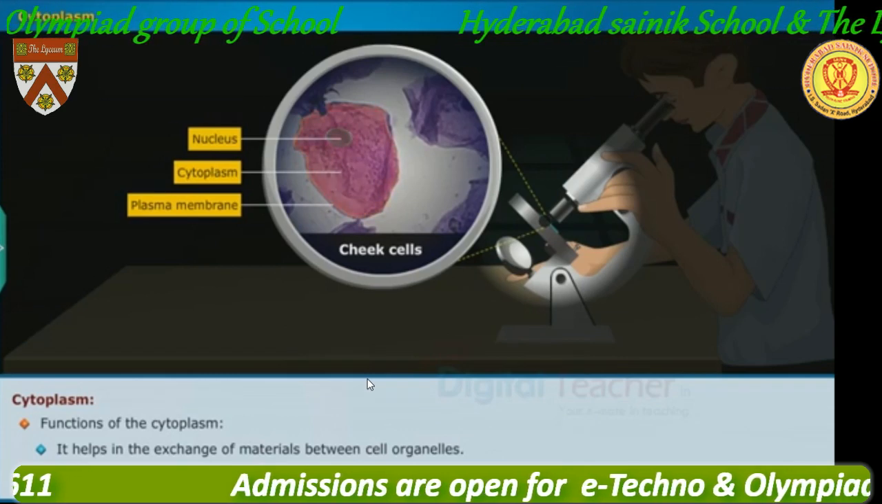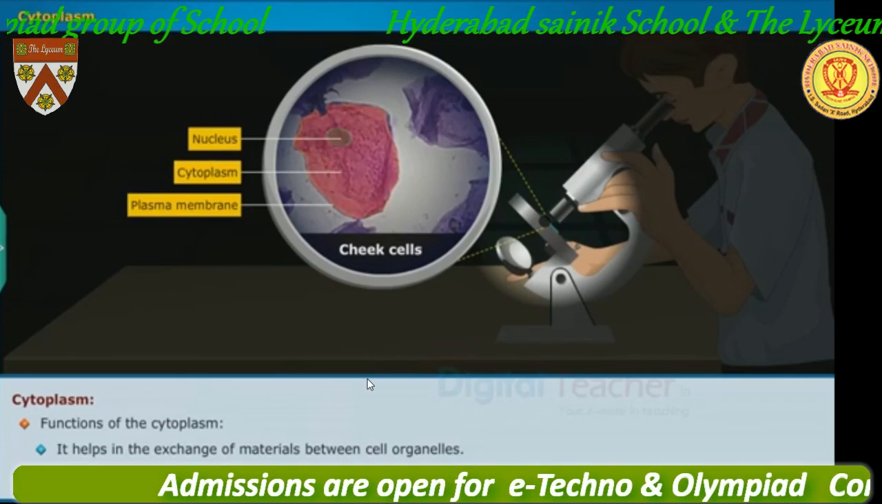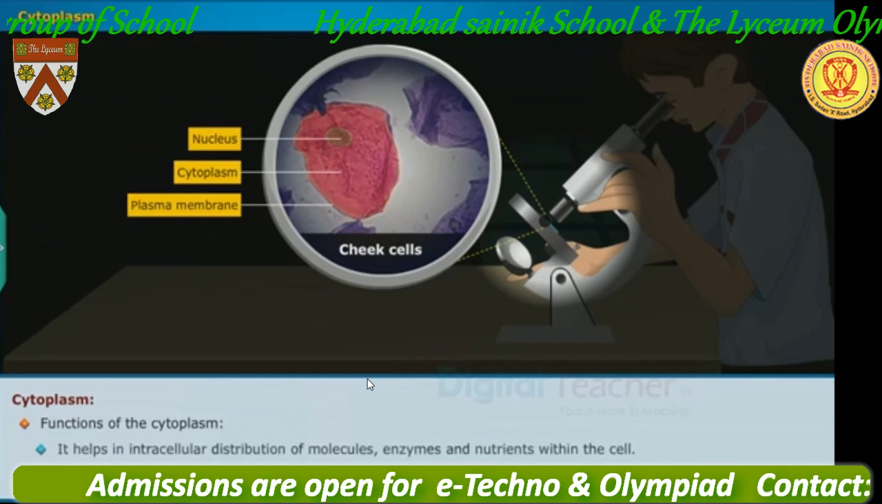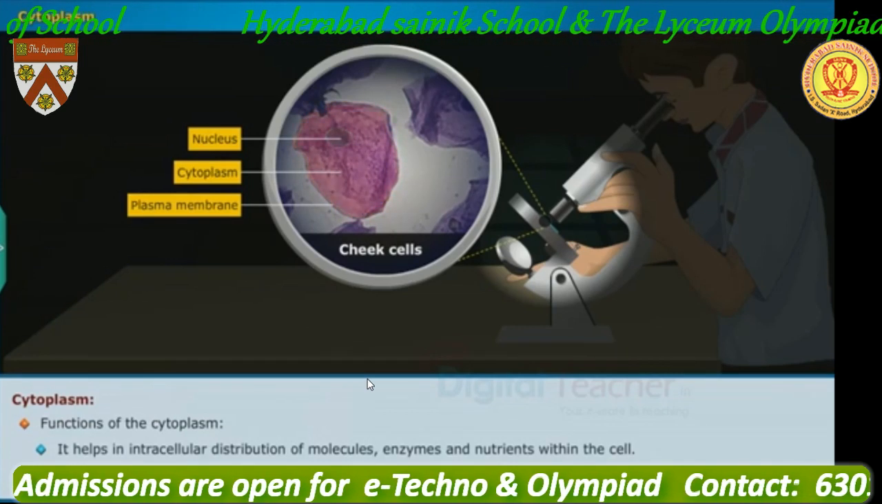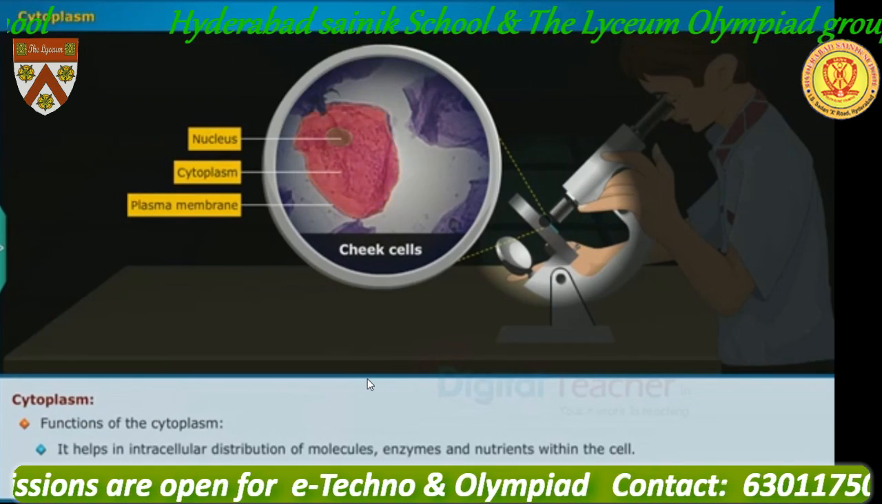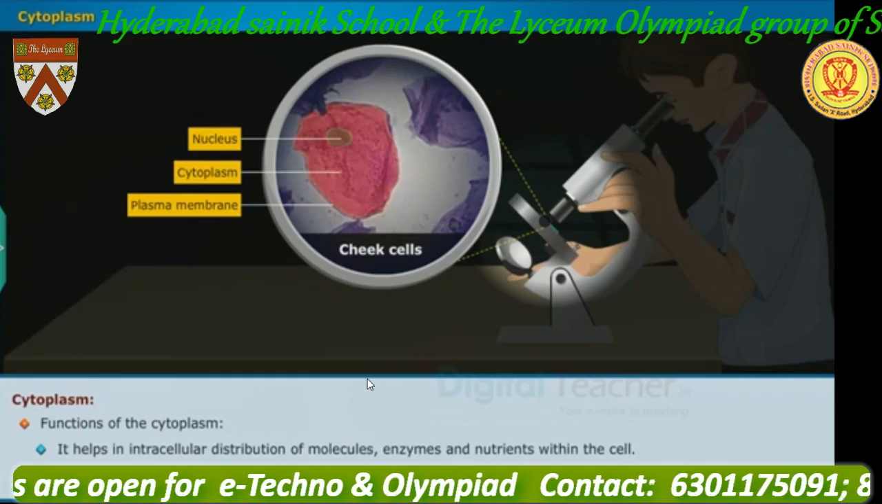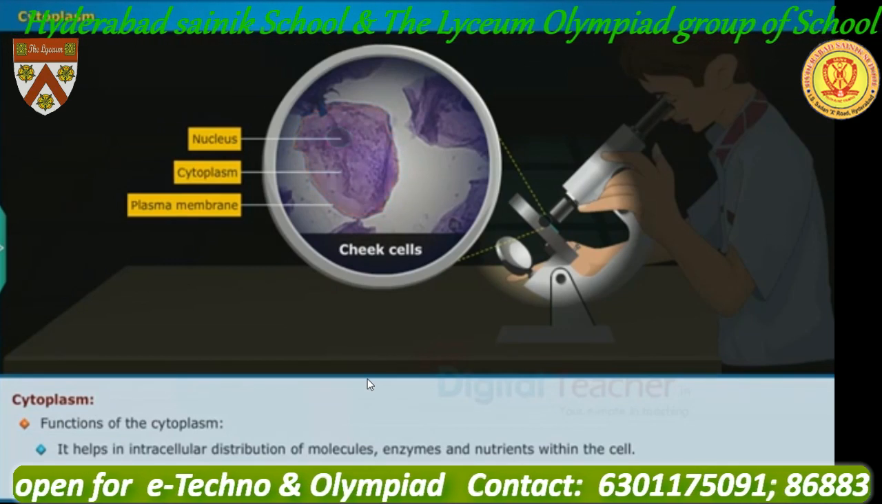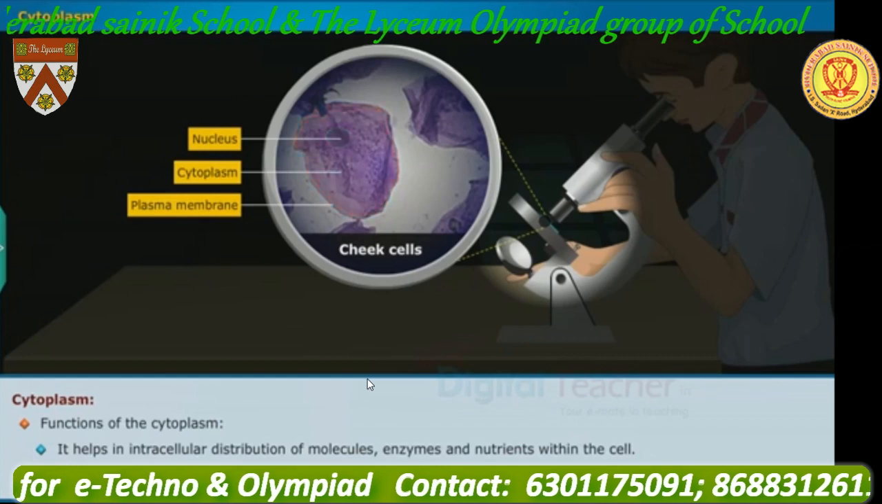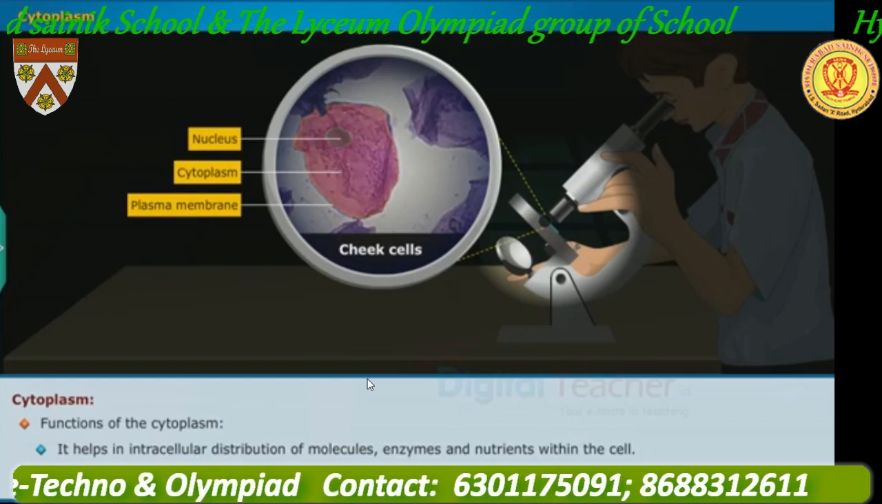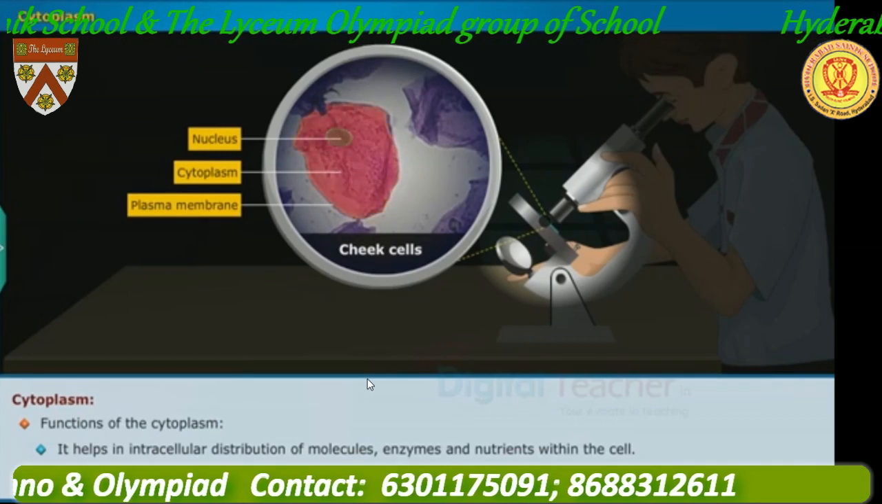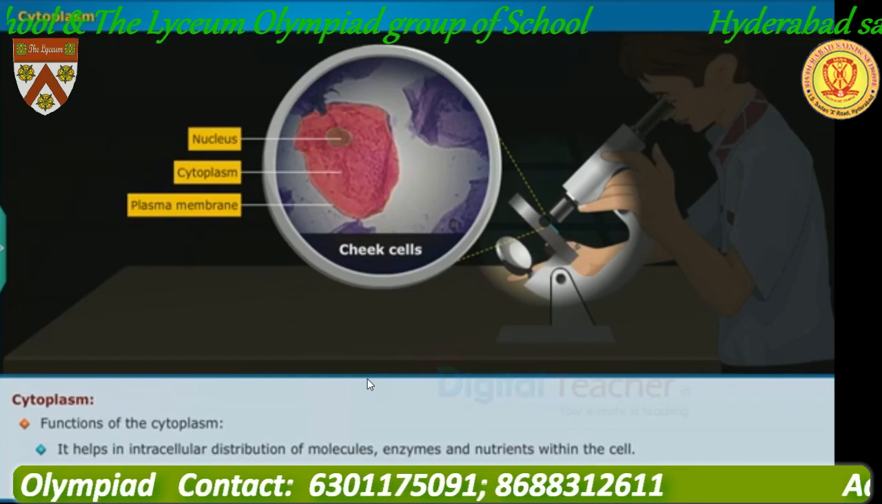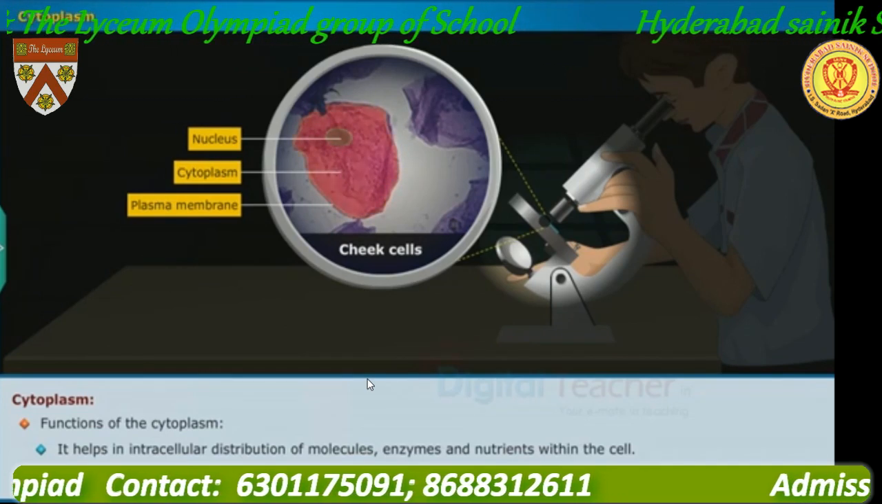Breaking down of nucleus takes place in cytoplasm. It helps in intracellular distribution of molecules, enzymes and nutrients within the cell. Biosynthesis of proteins, fatty acids and nucleotides takes place in cytoplasm. Now, let us learn about protoplasm versus cytoplasm.